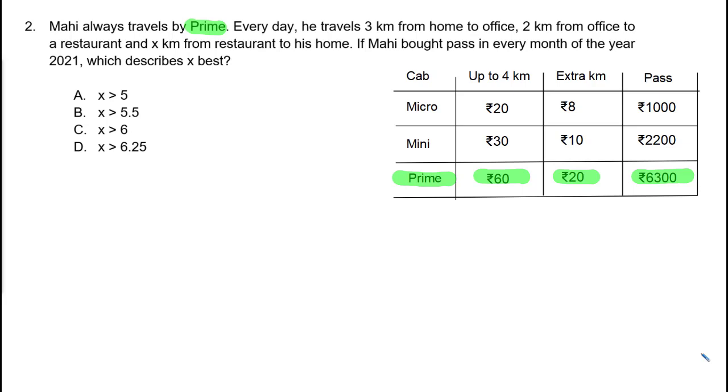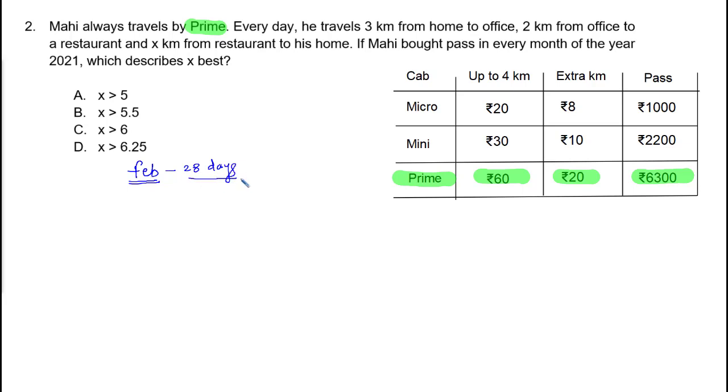So Mahi bought the pass in the month having the least number of days as well. To solve this question, we need to take Feb as reference, the month having the smallest number of days. If Feb satisfies this condition, then every other month will also satisfy it. So we will do this calculation with respect to Feb, which has 28 days.